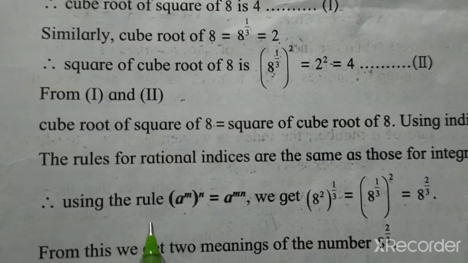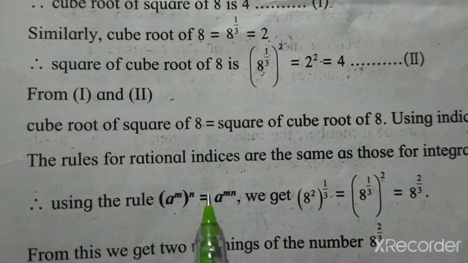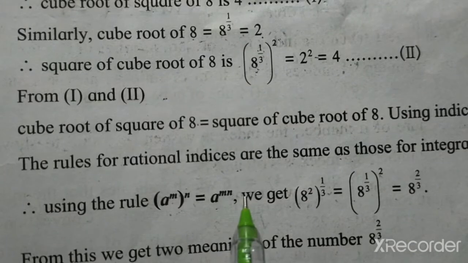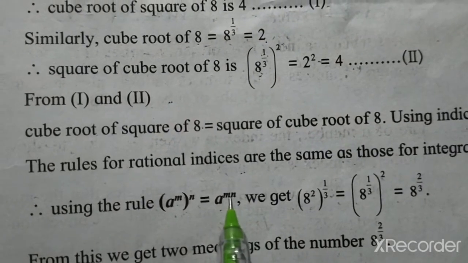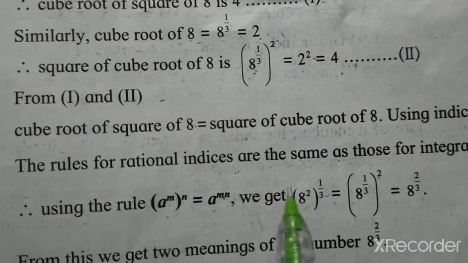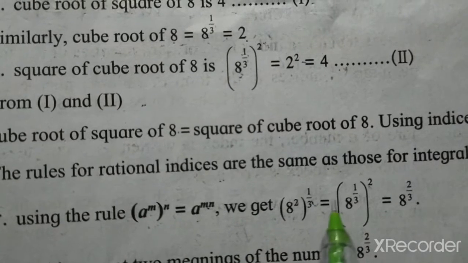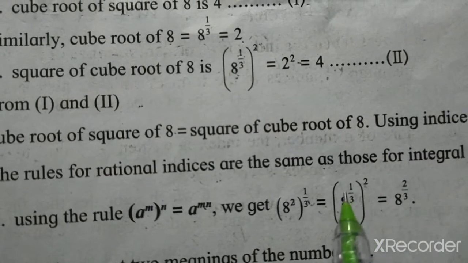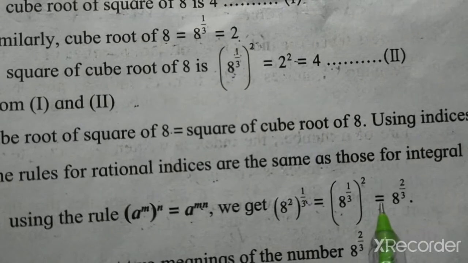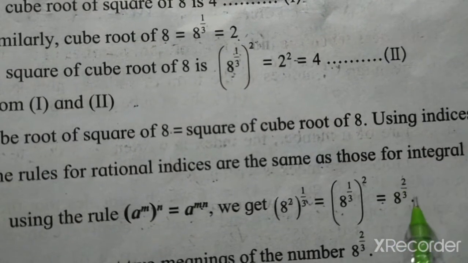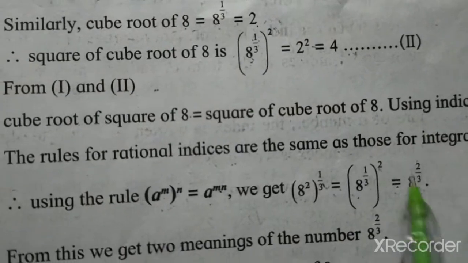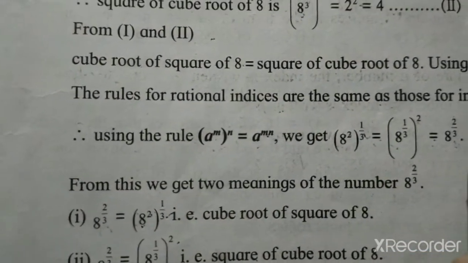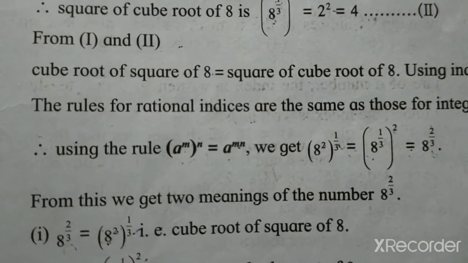Which rule here? a raised to the power m, raised to the power n, gives a raised to the power m into n, which means we multiply m into n. So by this, the cube root of the square of 8 is equal to the square of the cube root of 8, and that gives us 8 raised to the power 2 upon 3. So by this rule we get 8 raised to 2 by 3.